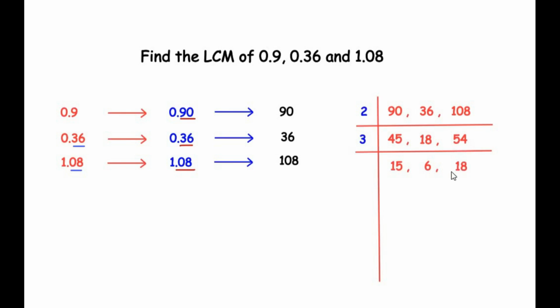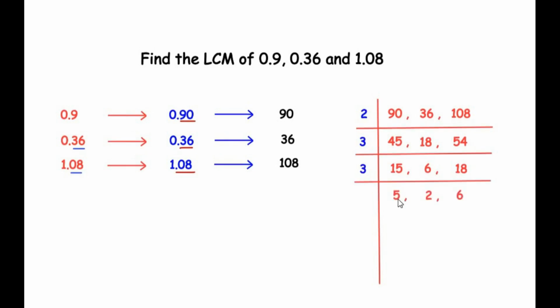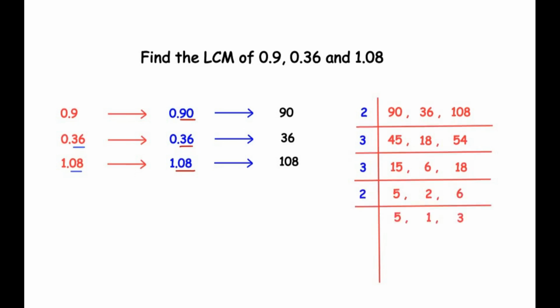Now 15, 6 and 18 all go in the table of 3, so we divide by 3. 3 5 times is 15, 3 2 times is 6, and 3 6 times is 18. Now in the next three numbers, 2 and 6 go in the table of 2, so we use the prime factor 2. 2 does not divide 5, so 5 is taken as it is in the next step. 2 1 times is 2, and 2 3 times is 6.